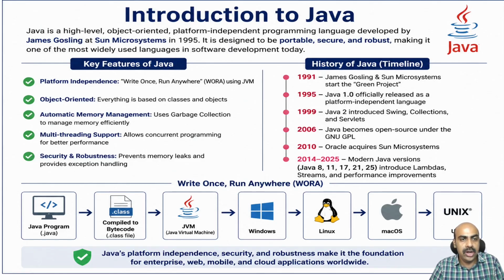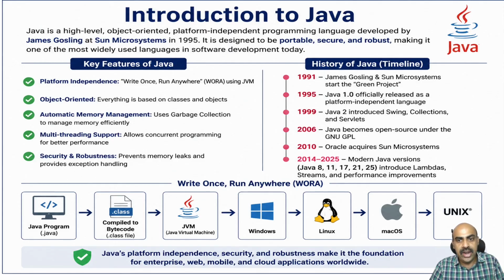Object-oriented programming language. And who developed Java? It was developed by James Gosling at Sun Microsystems. If you see the timeline on the right side, in 1991 it was started as the Green project, and then in 1995 Java 1.0 was officially released, after 4 years, and then there is no looking back. Right now we are in 2026.